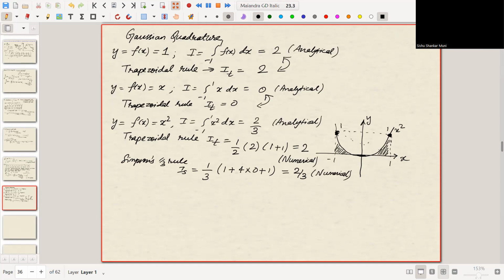Simpson's 1/3 matches. Okay, so now the question is, Simpson 1/3 rule is good, but can we modify the trapezoidal rule in such a way that it can give us better results? That's the motivation we get. Because now you know that the trapezoidal rule has not given us the accurate result. Can we modify the trapezoidal rule a bit so that we can get a bit more accurate result?